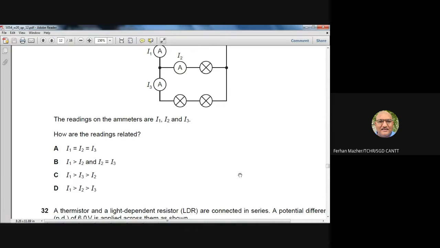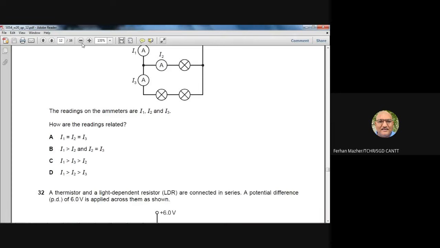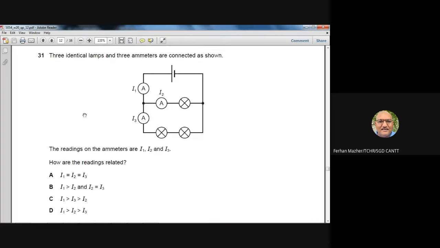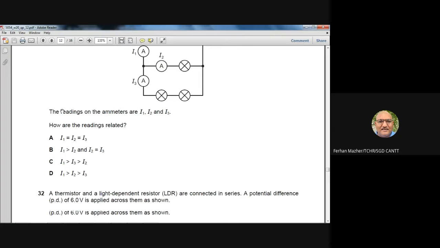So it's a little tricky question, and I hope that you can understand this. I hope that you have understood this. Okay, a very tricky question again.